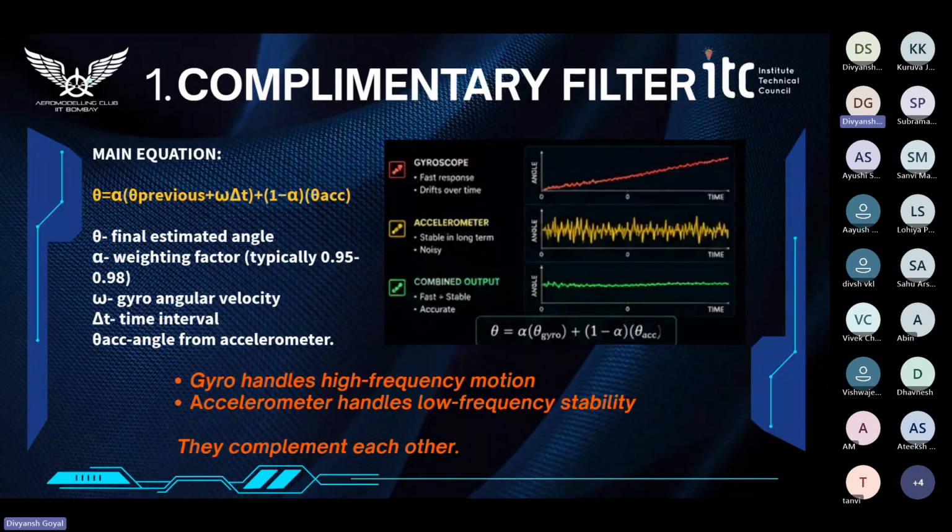So what happens is, we let the gyroscope handle high frequency motion, and for low frequency motion we use accelerometer data. That's how we get stable and less noisy data. And we can see that both the gyroscope and accelerometer complement each other in this process. This is why this filter is called a complementary filter.